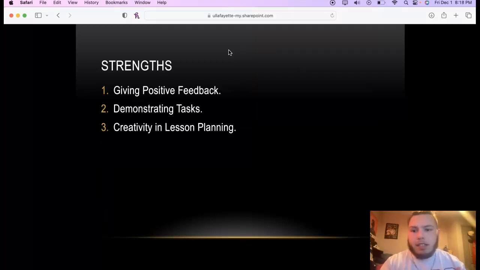Next, from this class, I've learned that I have three strengths. First, while teaching, is giving positive feedback. I feel like I do a great job of that. I give plenty of positive feedback, and I'm just letting them know that they're doing a good job. Number two, demonstrating tasks. I feel like I do a pretty decent job of demonstrating exactly what each task is and how to perform each task and lesson that we do.